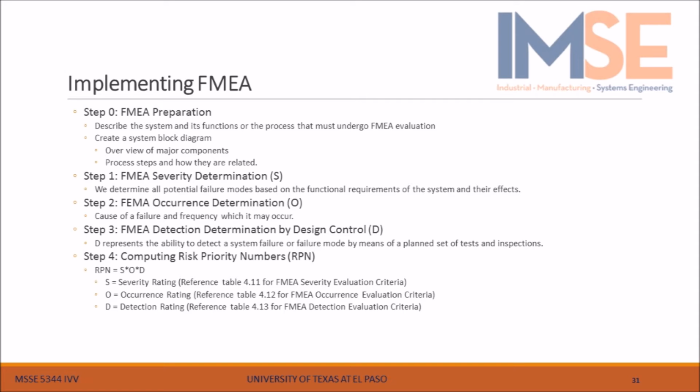Step 2. FMEA occurrence determination, O. Cause of a failure and frequency with which it may occur. Step 3. FMEA detection determination by design control, D. D represents the ability to detect a system failure or failure mode by means of a planned set of tests and inspections. Step 4. Computing risk priority number, RPN. RPN is calculated by multiplying the severity rating times the occurrence rating times the detection rating. Tables 4.11, 4.12, and 4.13 of the text should be referenced for rating classification.